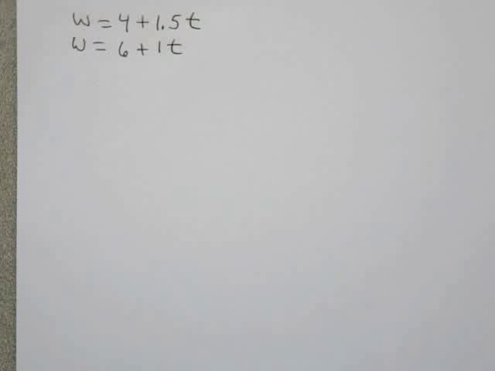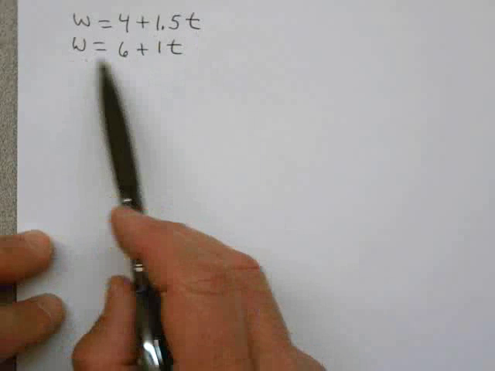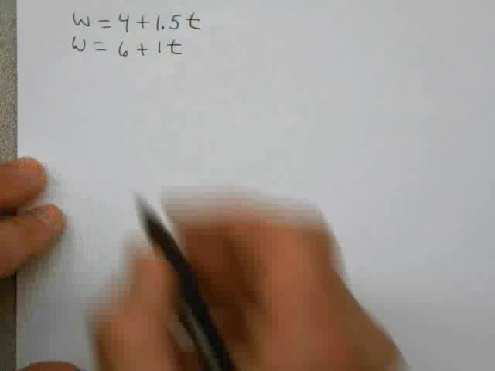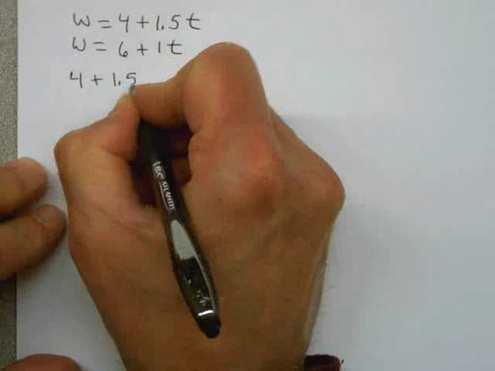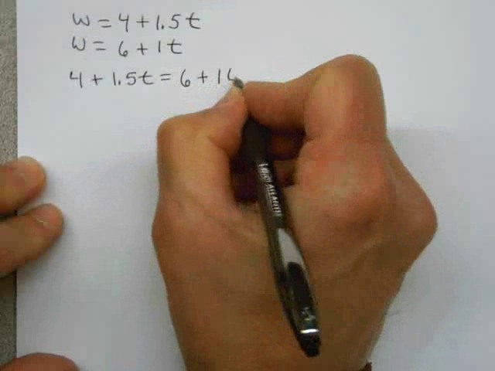All right, here are the two equations that we had for the weight of an alligator. And as you can see, it looks a little bit different than the other systems we were looking at. So let's make sure we understand this. In both of them, W is on the left side. So W equals two things. It equals 4 plus 1.5T, and W also equals 6 plus 1T. In other words, I can rewrite this like this: 4 plus 1.5T equals 6 plus 1T.